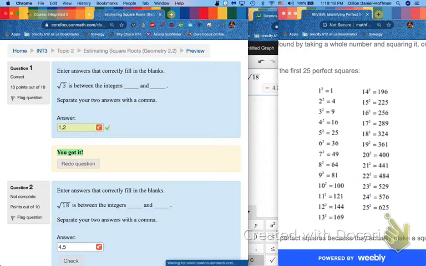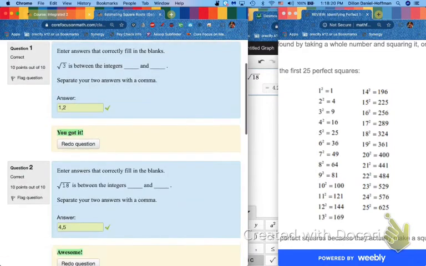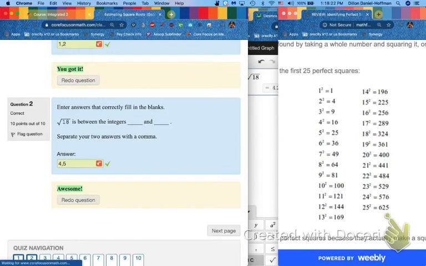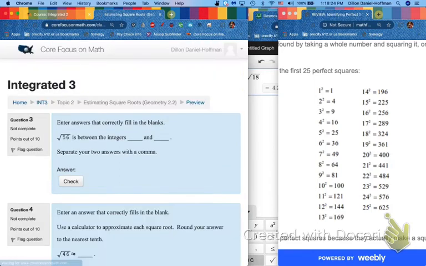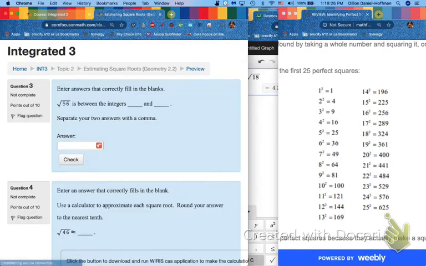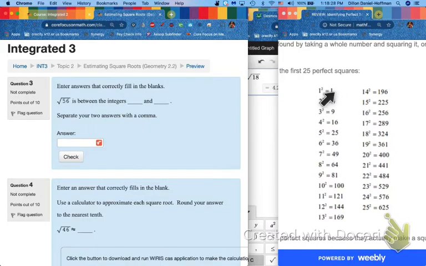You can either use your decimal when you type it in your calculator or this perfect square chart to match it up. Same thing with number 3, square root of 56. 56 is larger, smaller, in between 7 and 8.